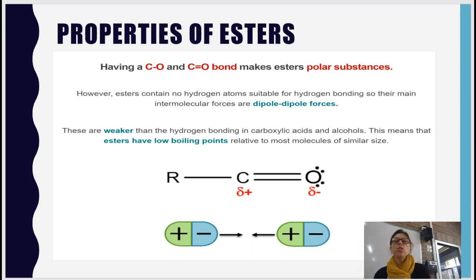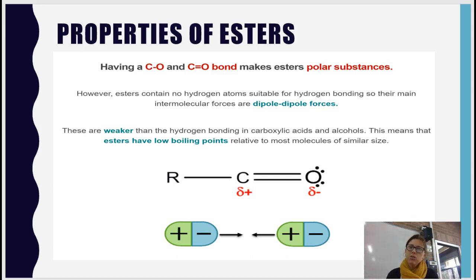If we were to look at the structure of an ester, we'd notice that they do have a C-O bond and also a C double-bond O. The C double-bond O comes from the carboxylic acid and the C bonded to oxygen comes from an alcohol. And this bonding makes our esters polar substances. So esters contain no hydrogen atoms there, so there's no hydrogen bonding, so their main intermolecular forces connecting them to others are the dipole-dipole forces.